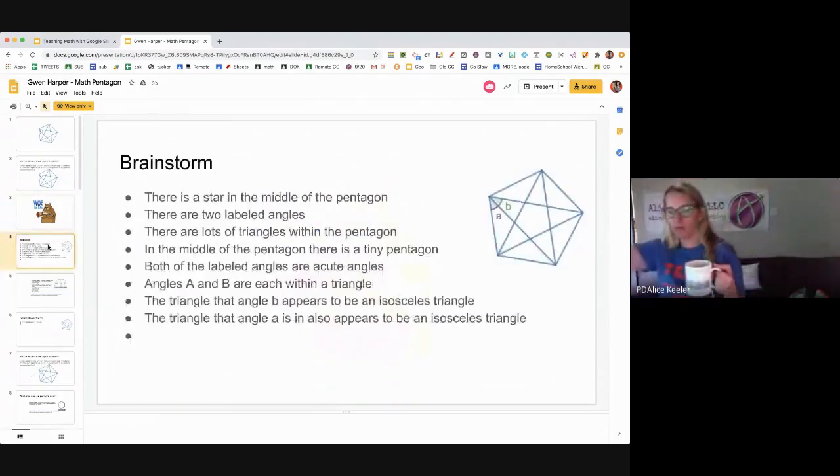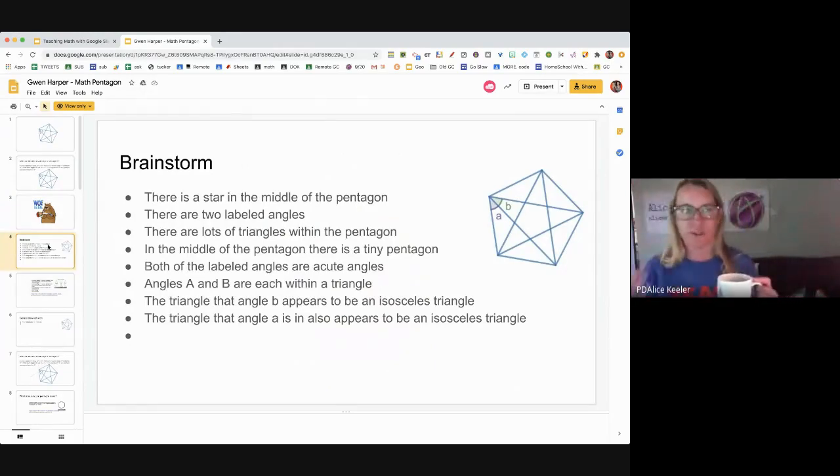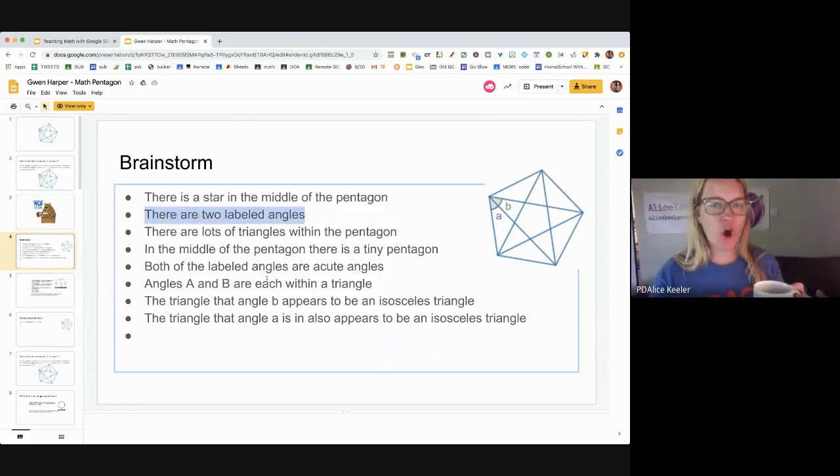They need to brainstorm. Give me a list. What do you notice? Tell me everything you notice. Now, I would have rather this be on individual slides like the last one, but that's fine, right? There's 2 labeled angles. There is no observation that is too stupid. Start with the stupid ones. Because students are like, I don't know. I don't know what to do first.